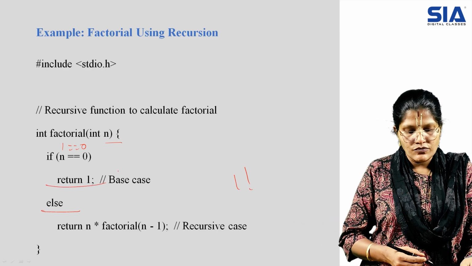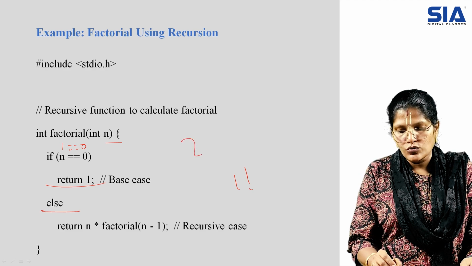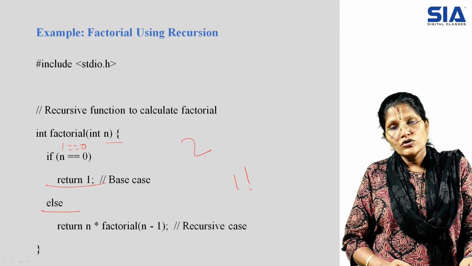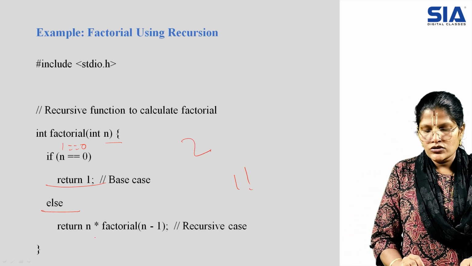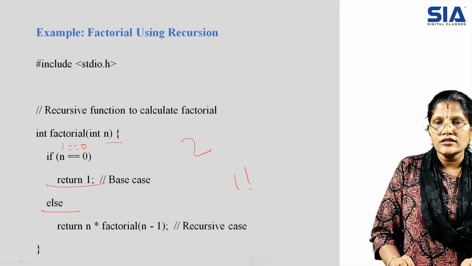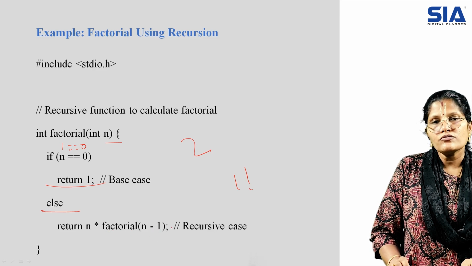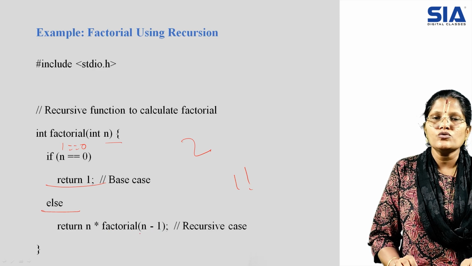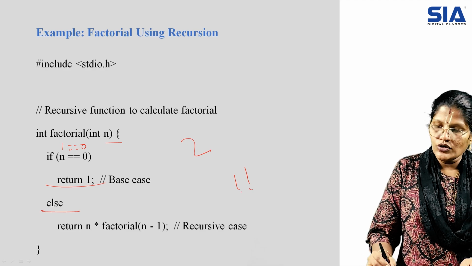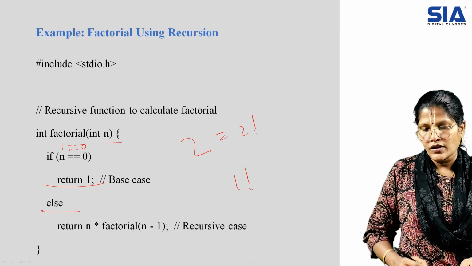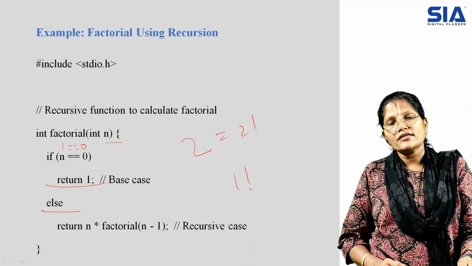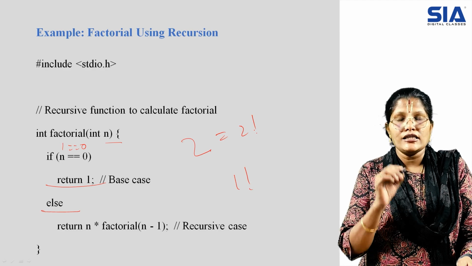Now what comes is when n value is 2. That is 2 into factorial of 2 minus 1, that is 2 into 1. So 1 into 2 is 2. 2 factorial is always 2, so you are getting 2 factorial as 2.